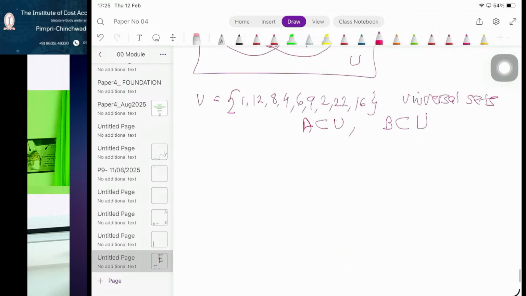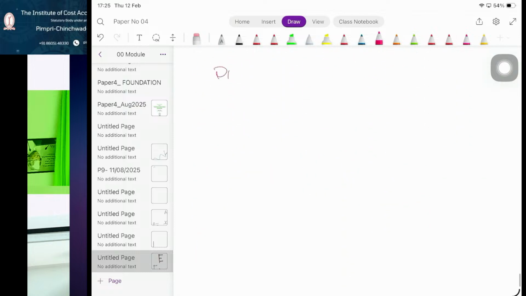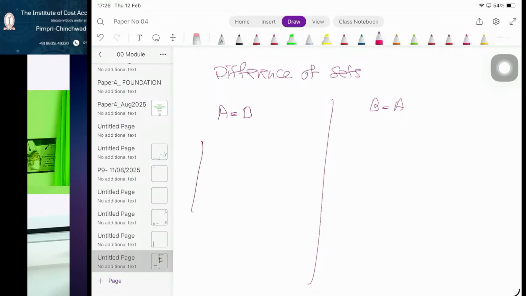Next is the difference of sets. Next algebra is difference of sets, that is A minus B or B minus A. Difference means the gap between the two, and gap means dash. A minus B means there are two sets, A set and B set. They must overlap. This is the first condition when you are finding the difference of sets.